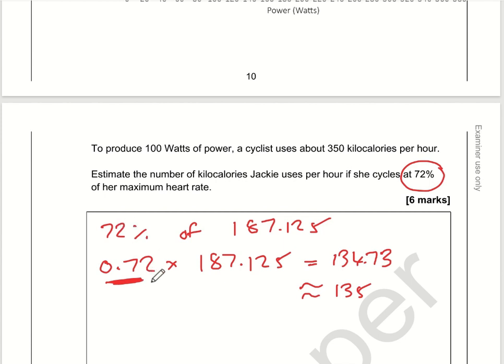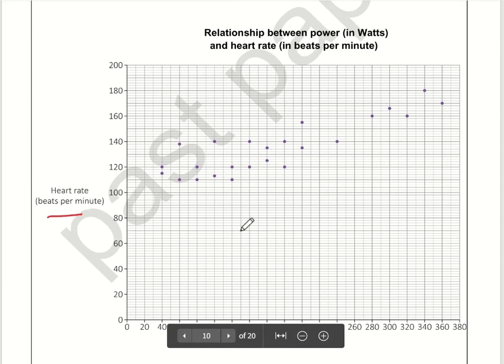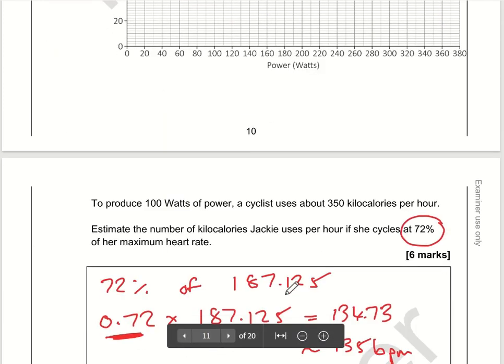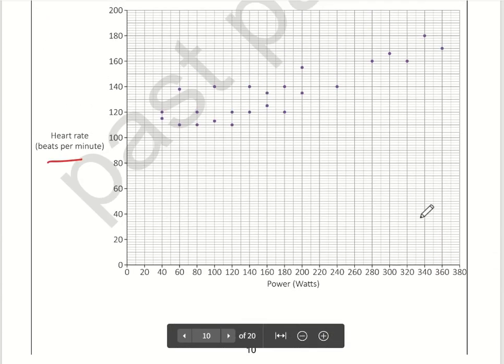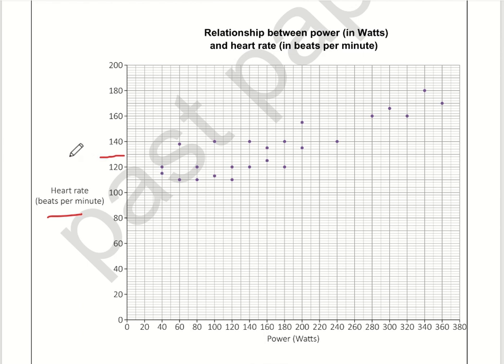It's 72 divided by 100. So if you are not sure where that came from, hopefully that helps. Okay, so 135 beats per minute. Now if we take a look at the graph, we've got beats per minute, but along the bottom we've got power, and we don't want power, we want kilocalories. However, if we get the power from the beats per minute, then we can turn the power into kilocalories per hour. Now, 135 beats per minute, this point here is 130, so 135 is in between.